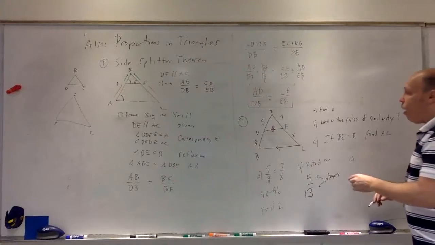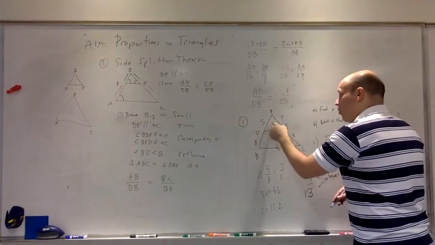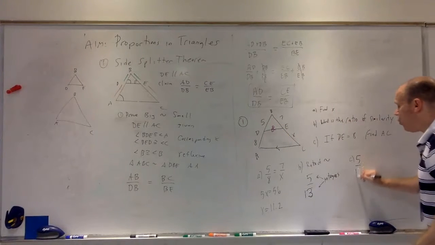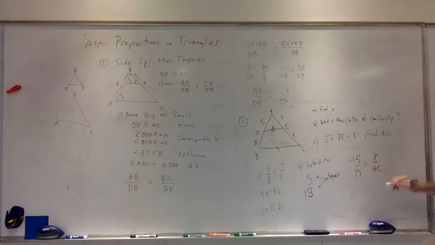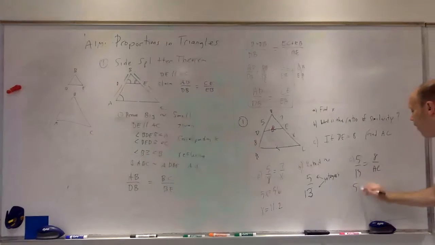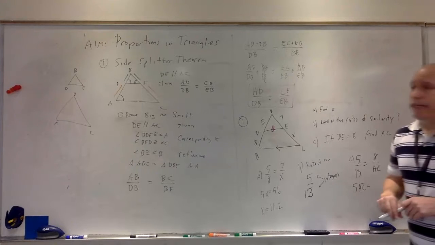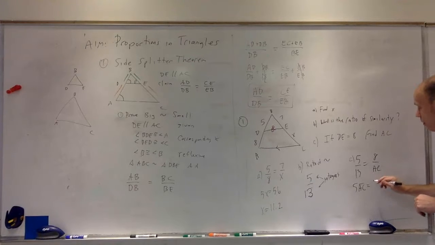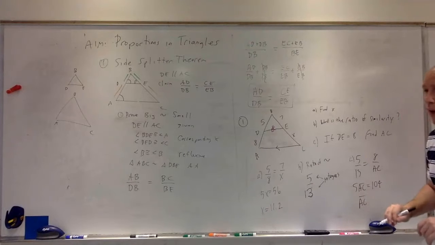How do we find DE? Well, we know the triangles are similar. I'm sorry about that. We know the triangles are similar. And so we know that 5 is to 13 as 8 is to AC. Let's see, 5AC is equal to 13 times 8. Hey Siri, 13 times 8. 13 times 8 is 104. Hey Siri, 104 divided by 5.